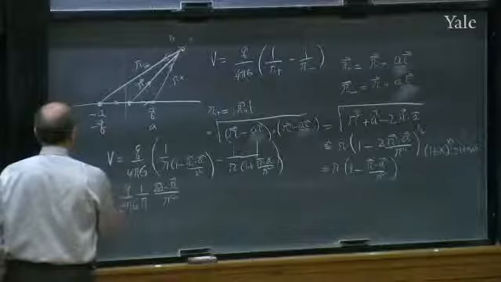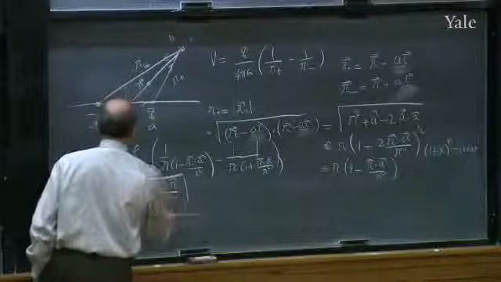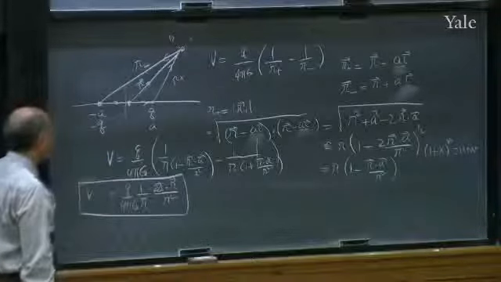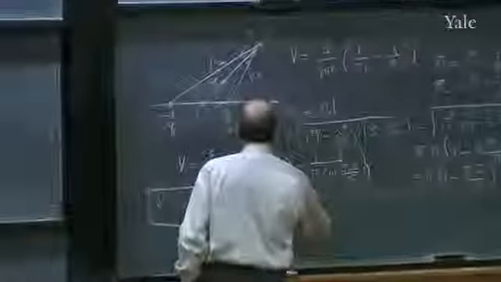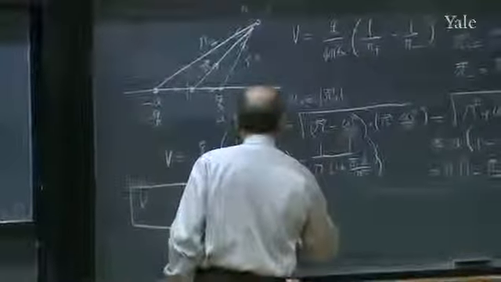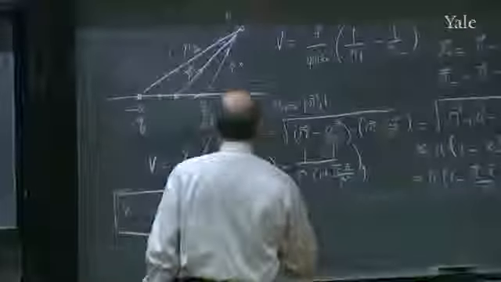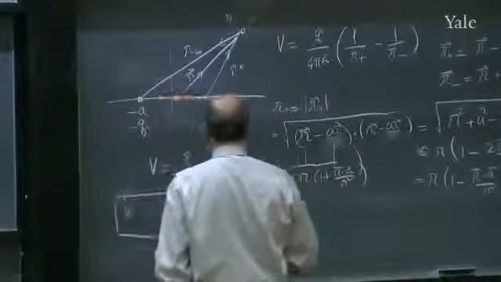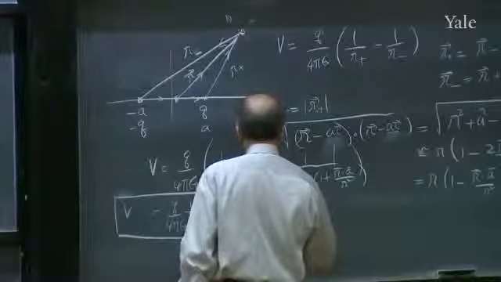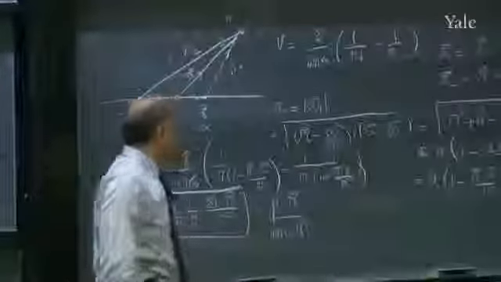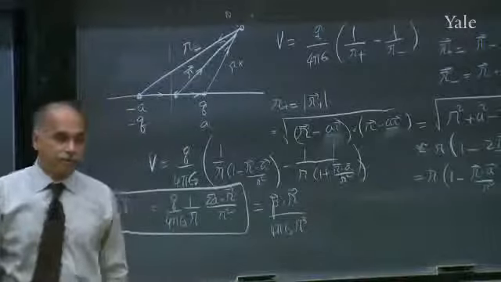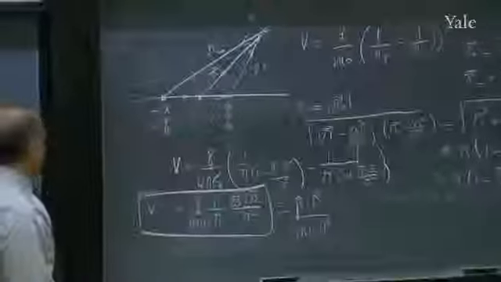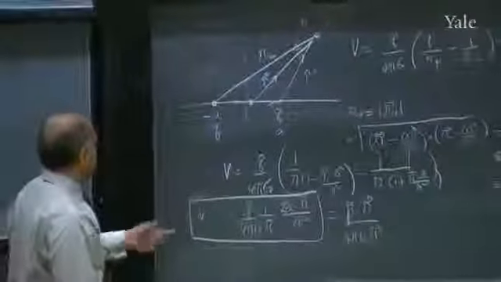That's the potential. Now twice A times Q is the dipole moment, so it's P dot R divided by 4 pi epsilon 0 R cubed. That's the final result. P is the dipole moment. Dipole moment is the charge times the separation between the charges, which is 2A times Q.